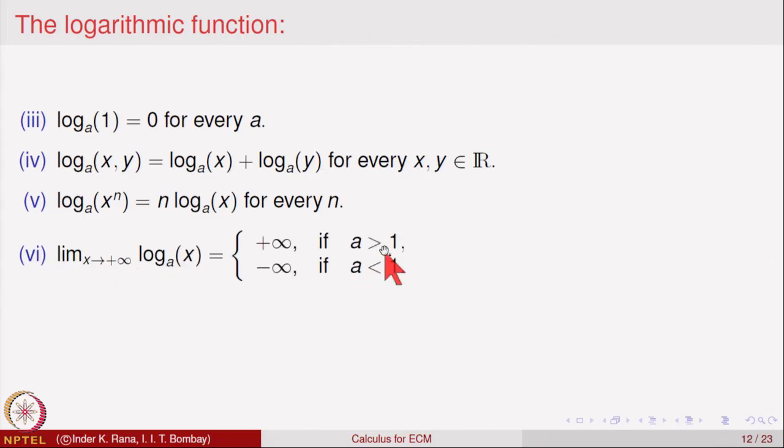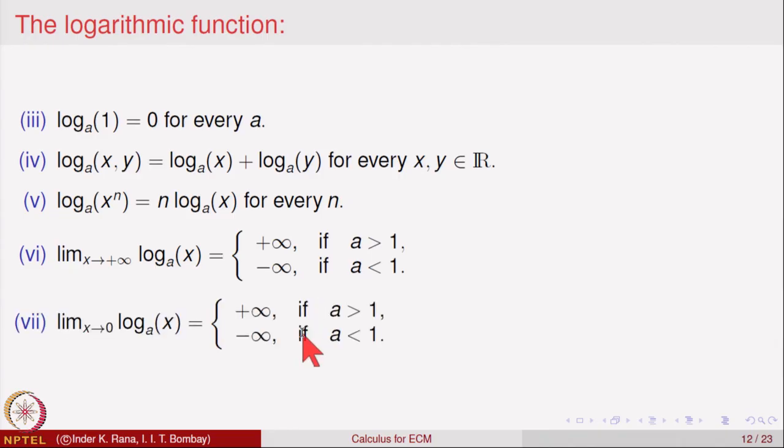If a is bigger than 1, then as x goes to infinity, this goes to infinity. So, it is an increasing function which goes to infinity as x goes to infinity, and as x goes to 0, log of x goes to minus infinity for a bigger than 1, and to plus infinity for a less than 1. So, these are basically properties of the log function which can be deduced easily from the properties of the exponential function.